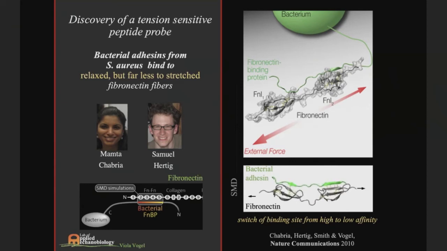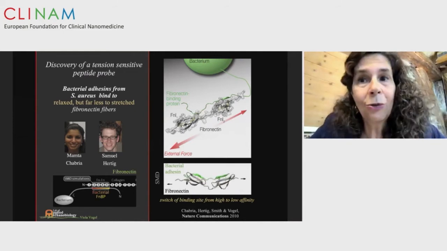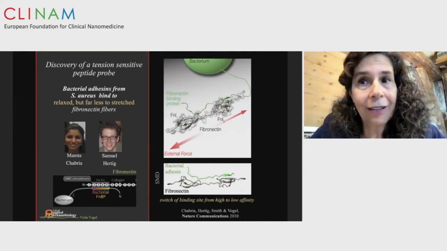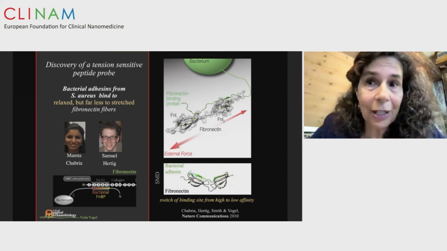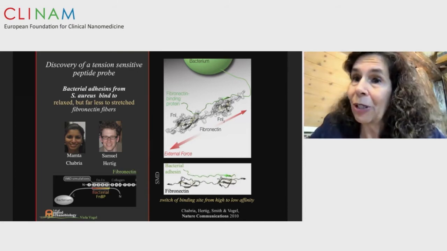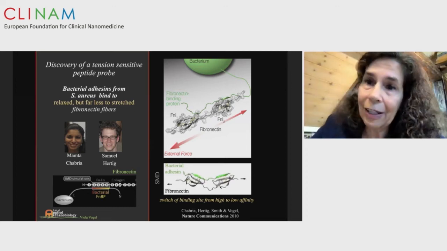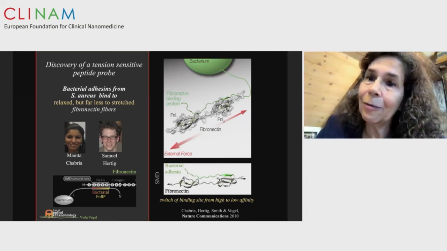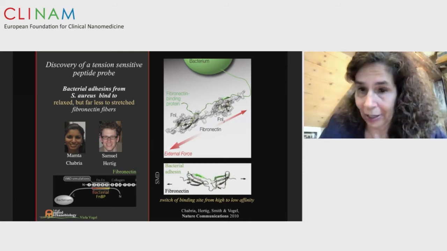So with that, we recognized that we can maybe utilize a peptide as a nanoprobe to measure the tensional state of fibers. We engineered a peptide that binds with nanomolar affinity to fibronectin fibers, but only if they are relaxed, not if they are stretched. And therefore we can stain tissue in a similar way as what we do in immunostaining.